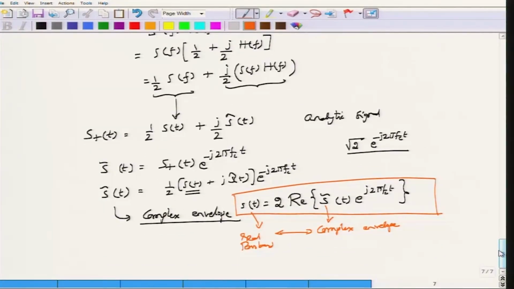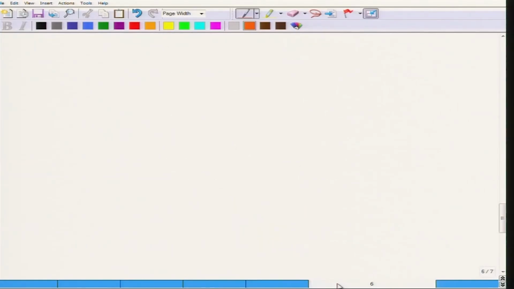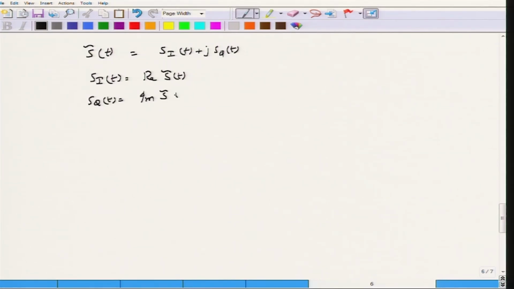and vice versa. In practice, or in widespread use, you do not normally write down the complex envelope as S of t plus j S hat of t. Rather than that, you write down S tilde of t, which is the complex envelope, as S I of t plus j S q of t, and call S I of t the in phase component and S q of t the quadrature component. What is that? S I of t is actually the real part of S tilde of t, and S q of t is the imaginary part of S tilde of t.